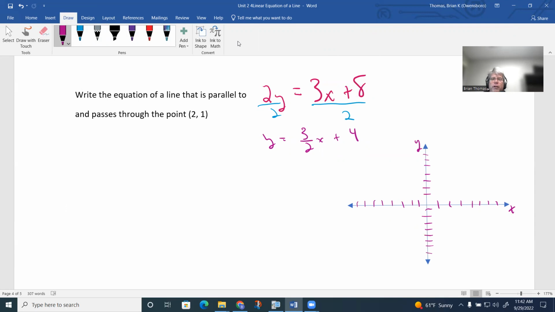So if I have 3/2 x plus 4 and I want to graph that line, my y-intercept is going to be 4: 1, 2, 3, 4. And we have a slope of 3/2, so up 3, 1, 2, 3, over 2. So the given line would be this.